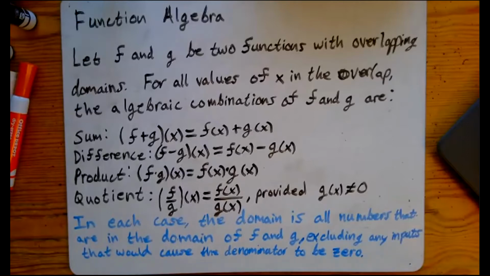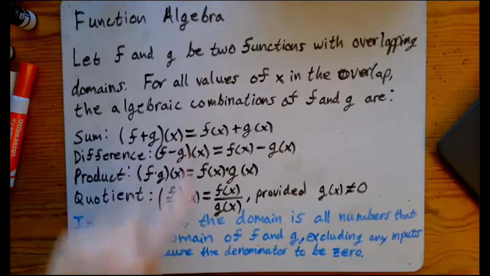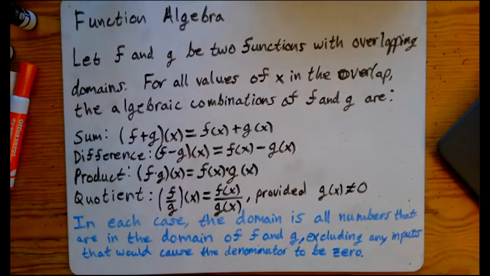All right. So, what is our conclusion here? Well, to add two functions, you add the functions. To subtract two functions, you subtract the functions. To multiply two functions, you multiply the functions. To divide two functions, you divide the functions. It's all very simple.